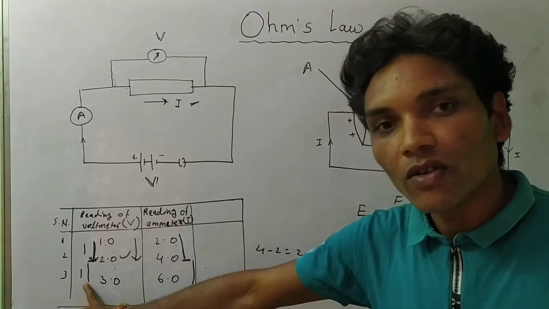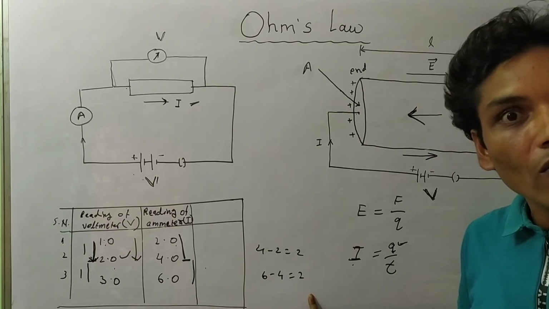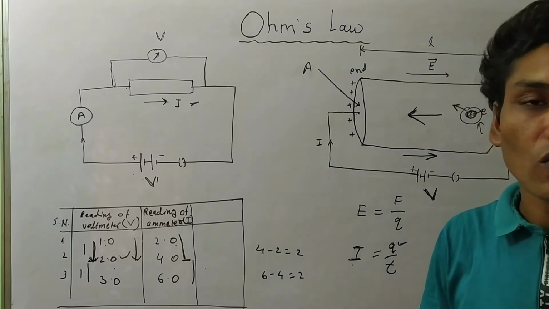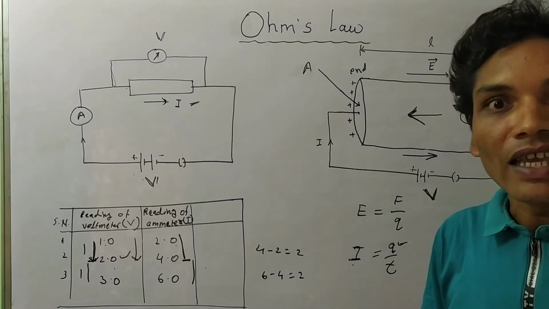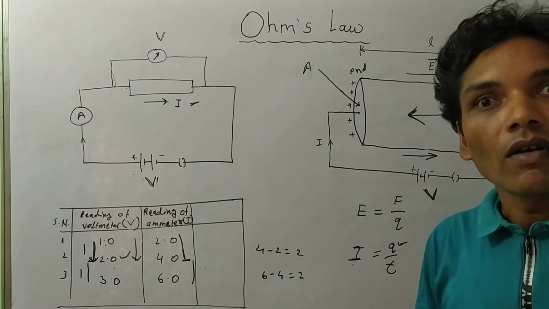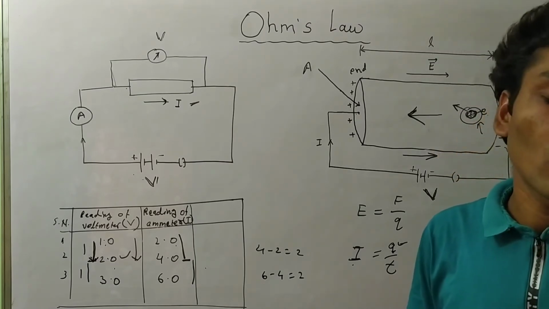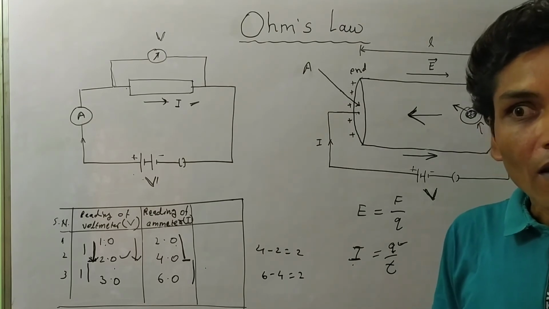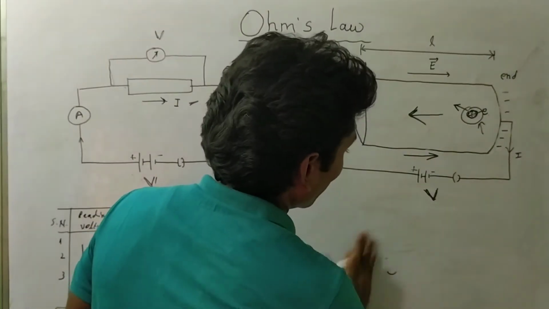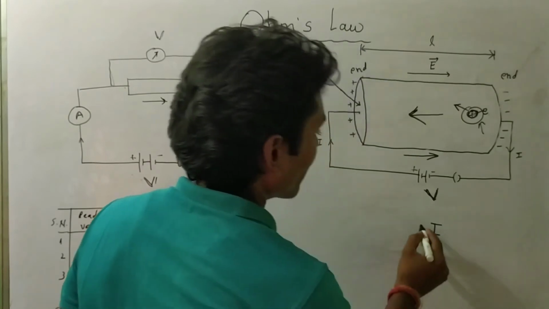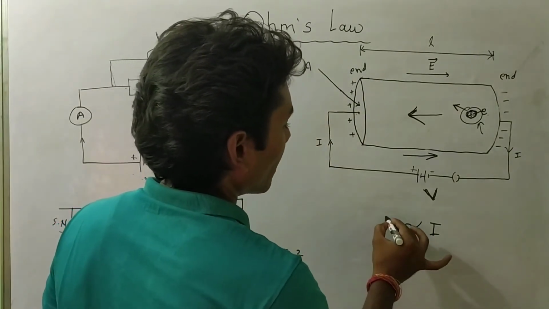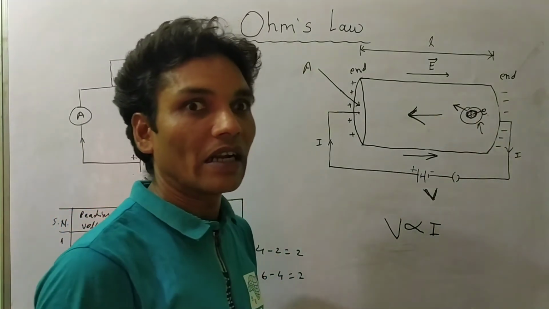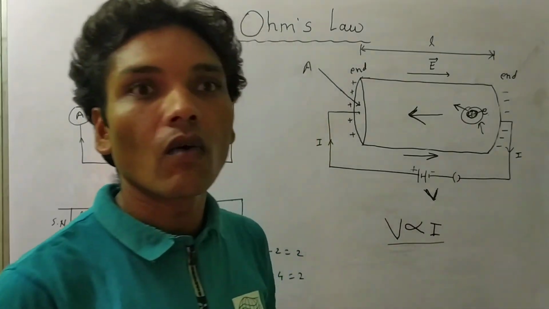For another 1 volt, the current is 2 ampere also. The conclusion is that the current flowing through the conductor increases in the same ratio as the potential difference applied across the two terminals. He reached the conclusion that the current flowing through the conductor is directly proportional to the potential difference applied across the terminals of the conductor. So this is called Ohm's law.